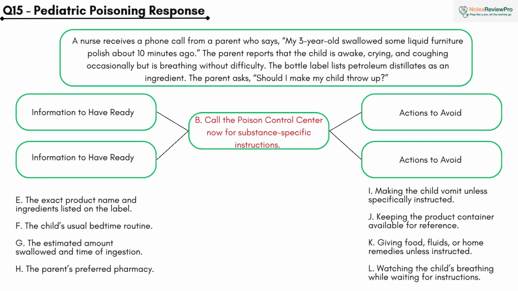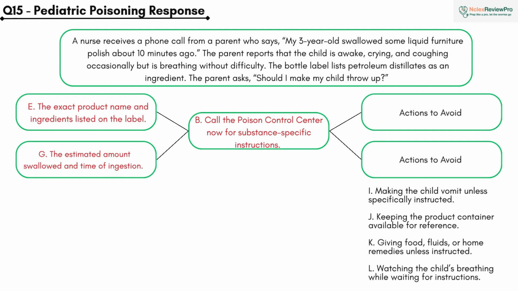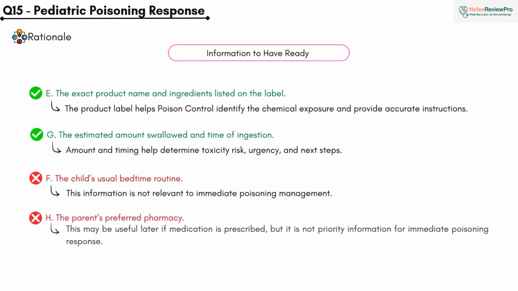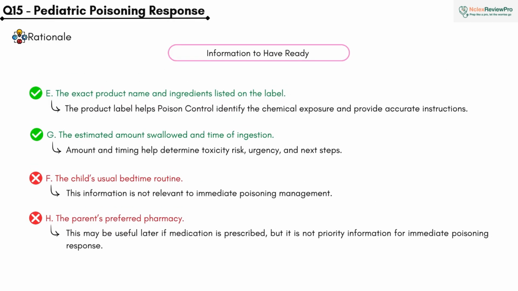For the information to have ready, the correct answers are option E and option G. The parent should have the exact product name and ingredients from the label, plus the estimated amount swallowed and the time of ingestion. These details help poison control determine the toxicity risk and next steps. The child's bedtime routine and the parent's preferred pharmacy are not priority information for immediate poisoning response.